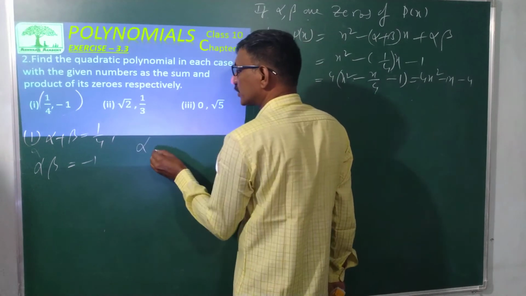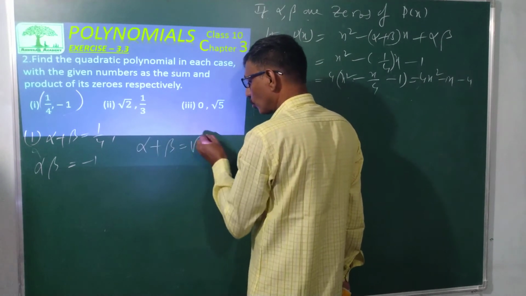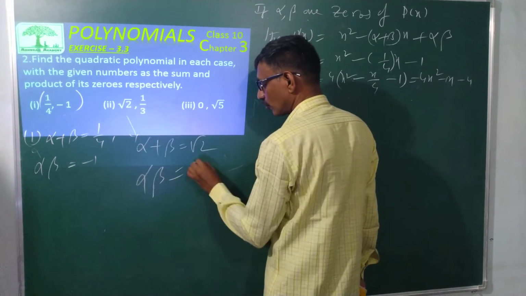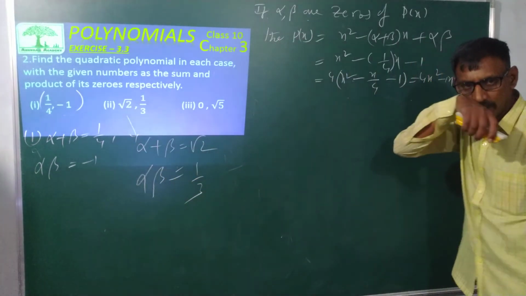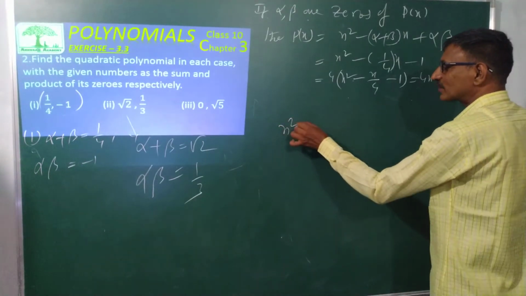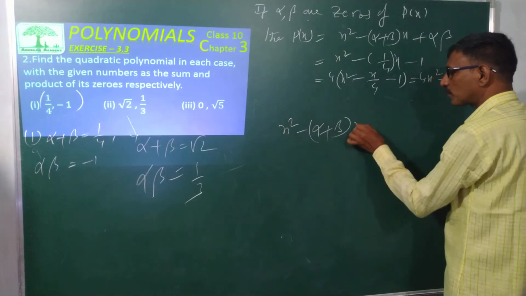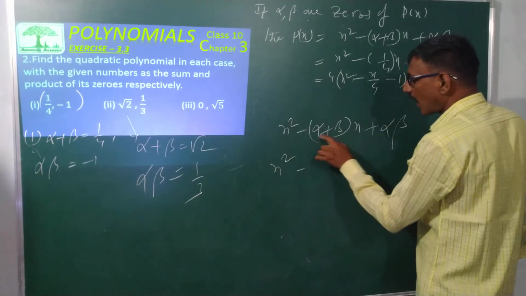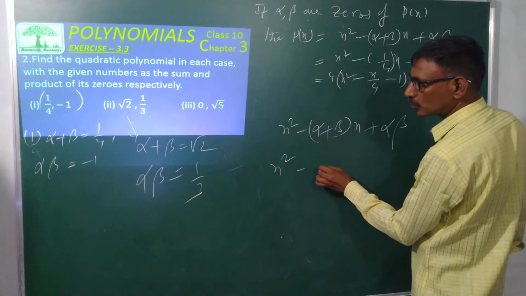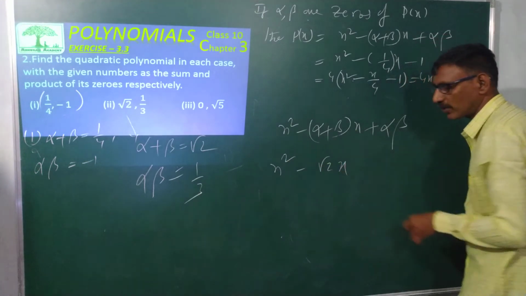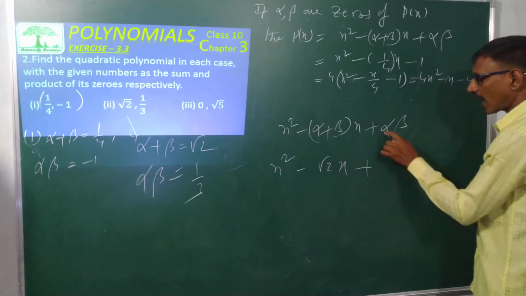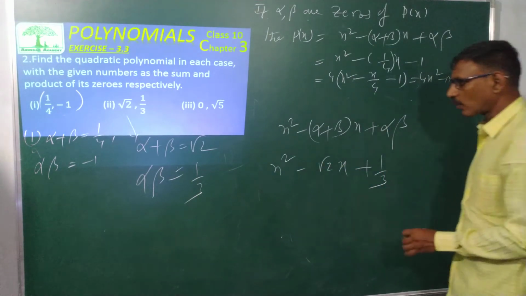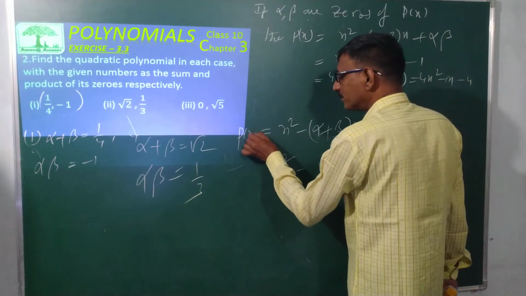Here sum of zeros, alpha plus beta, is equal to root 2, and alpha beta in the second problem is 1 by 3. Can I do it? My formula is x square minus alpha plus beta into x plus alpha beta. So x square minus alpha plus beta, which is nothing but root 2, into x. I would like to write as it is. Plus alpha beta is nothing but 1 by 3. This is my quadratic polynomial. Keep in mind.